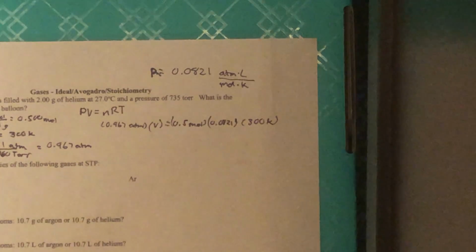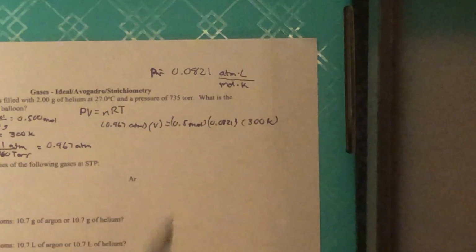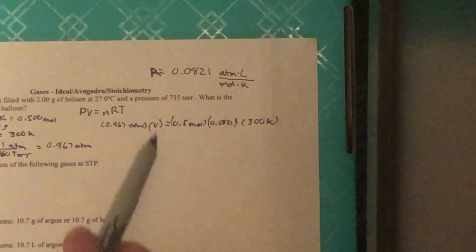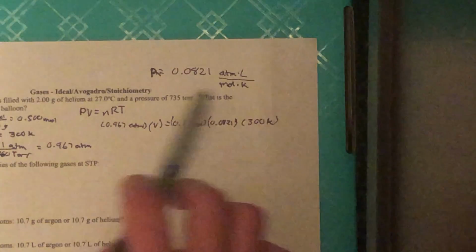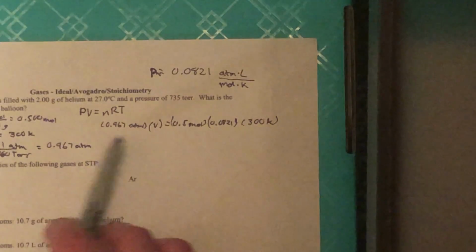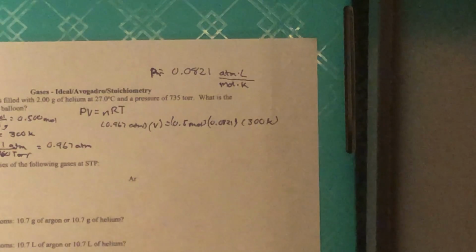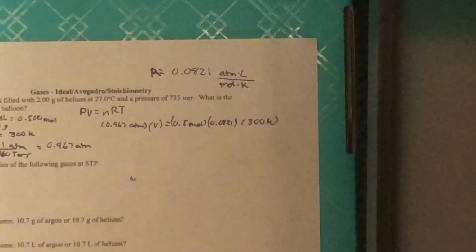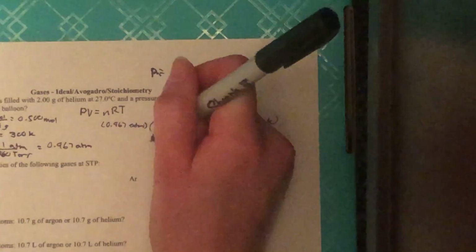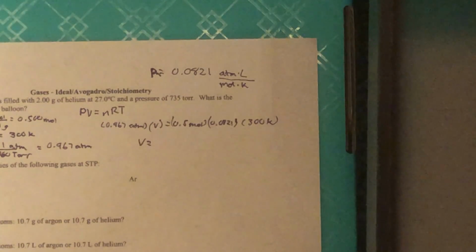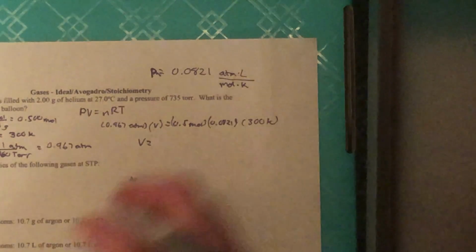So now we are going to get the volume by itself because that's what we're solving for. So we're going to multiply all of these on the right, and then we'll divide by our 0.967 atmospheres in order to get volume by itself. So after we plug that into our calculator, our volume is going to be 12.7 liters.